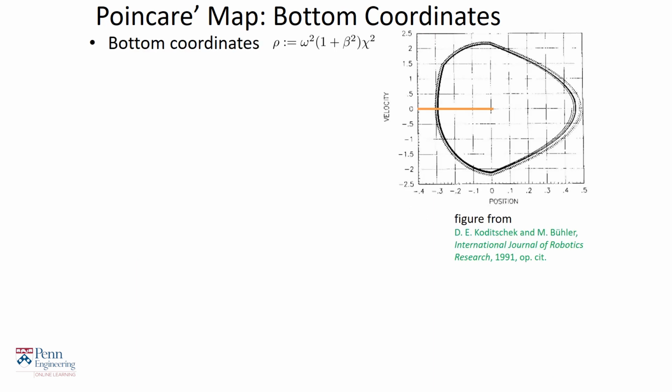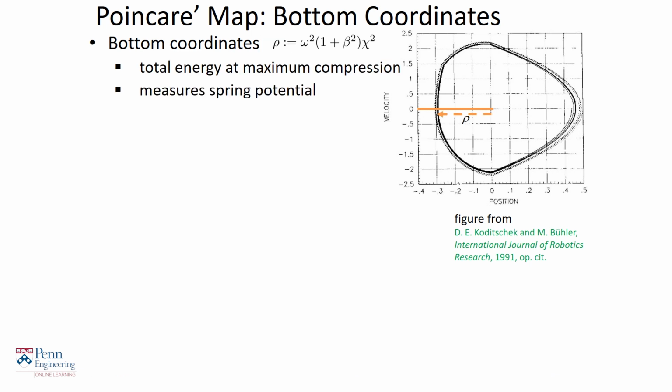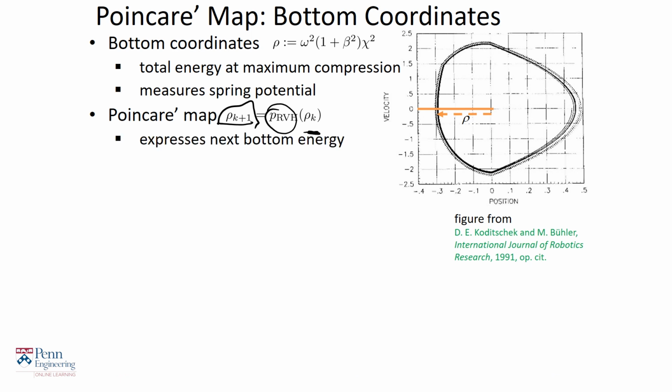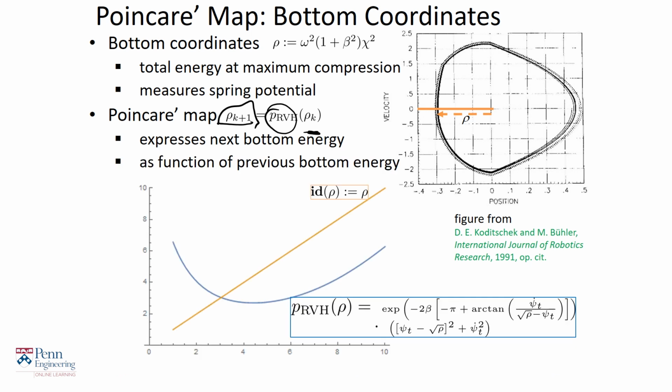The bottom coordinates can be thought of as spring energy, right? Because there's no kinetic energy left, the only thing that we've got, the meaning of this chi extension, is the energy that we're going to call rho at bottom. How much potential energy is there in this spring? That's how much energy there is in the hop at this instant. The total energy at maximum compression measures the spring potential, and it's a complete characterization of the state. The Poincare map is going to look at the spring potential energy at the next maximum compression, as a function, Poincare map, RVH, of that same energetic component in the previous hop. That's what we're going to study. And it's expressing the next bottom energy as a function of the previous bottom energy.